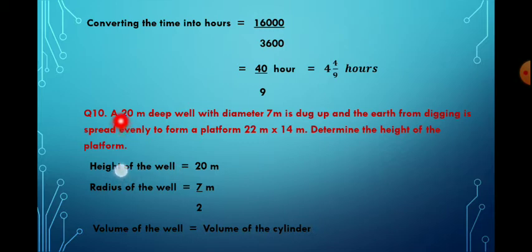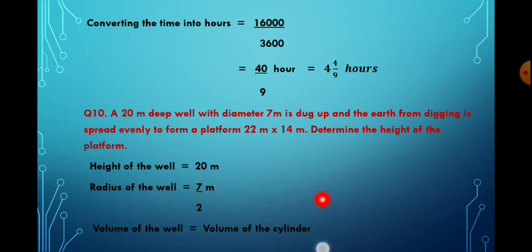Question number 10. A 20 meter deep well with diameter 7 meter is dug up and the earth from digging is spread evenly to form a platform 22 meter into 14 meter. Determine the height of the platform. So height of the well equals 20 meter. Radius of the well equals 7 by 2 meter.